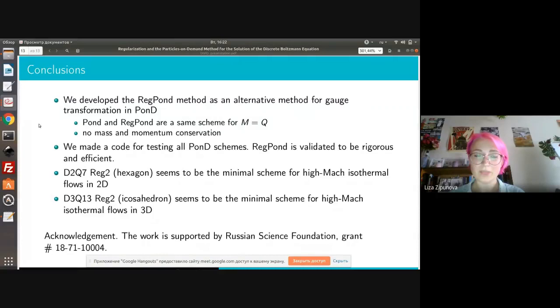I think we researched this question right now for different problems, and for most problems we find that the regularized method is most stable.